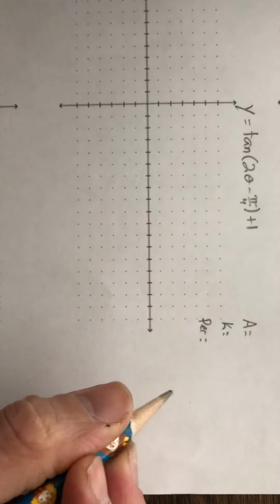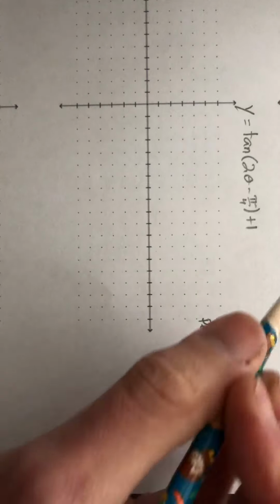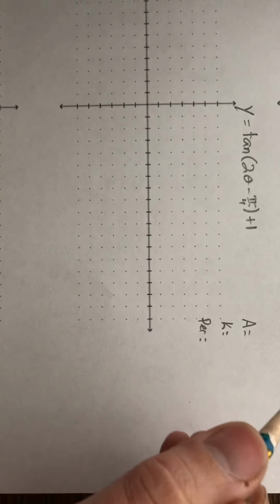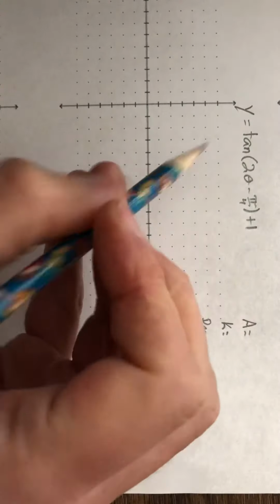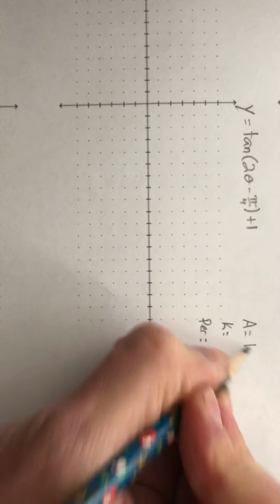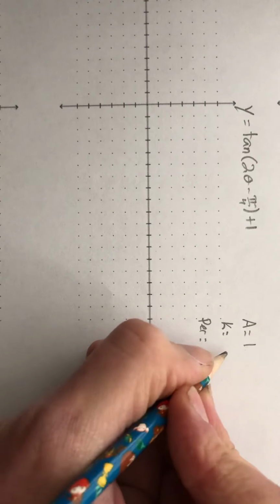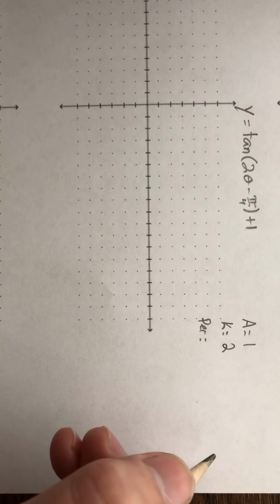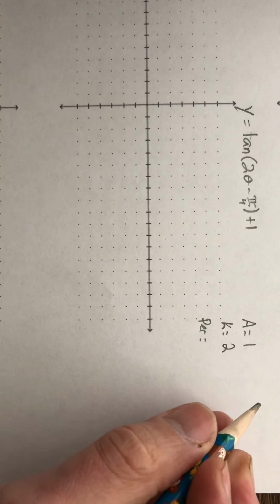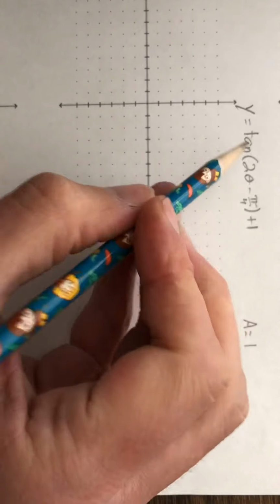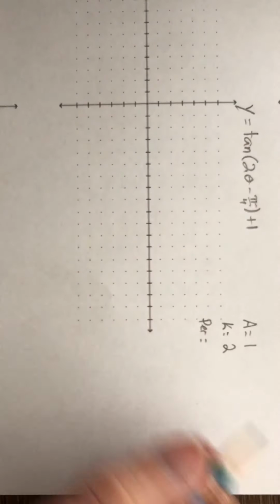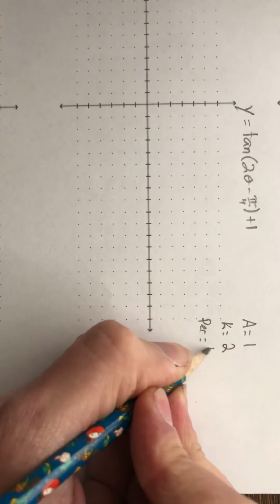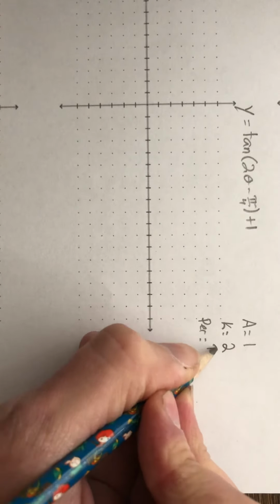Here we go. Okay, so just remember for tangent, you guys are setting up and doing it the exact same way that we've been doing everything else, right? So your A is 1, okay? Our K value is 2. All right, big difference here, period. Just remember that for tangent, your period is pi over K. So in this case, it's pi over 2, right? Which will be pi over 2.